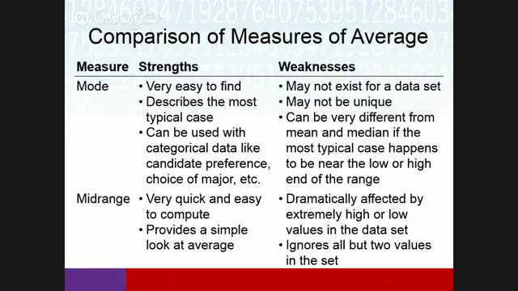Mid-range, very easy to compute. The smallest number plus the largest number divided by 2 provides a simple look at average, right? It gives you the easiest way to look at an average. However, it is dramatically affected by extreme high or low values in the data set, and it ignores all the numbers in between. You're only looking at 2 numbers here, the lowest number and the highest number. If all your data falls within that range and it's very close, it makes sense to use mid-range. But if you have outliers, it doesn't give you much information about the data set.